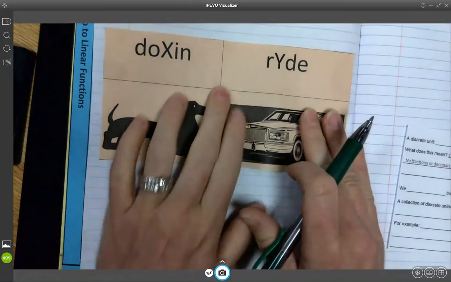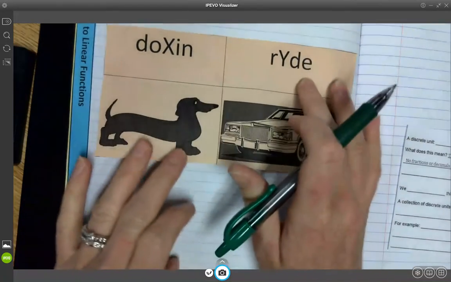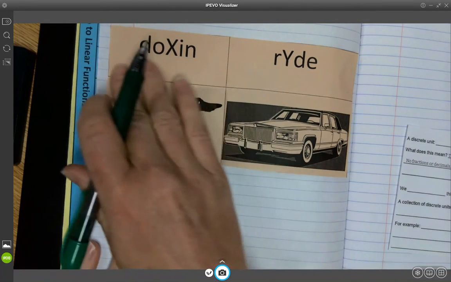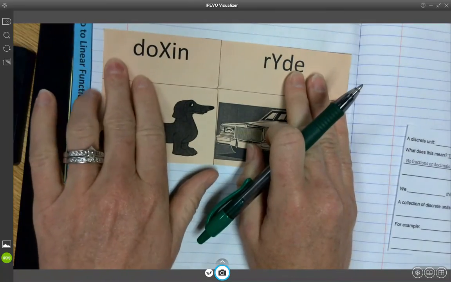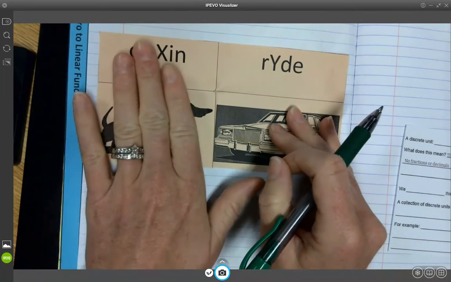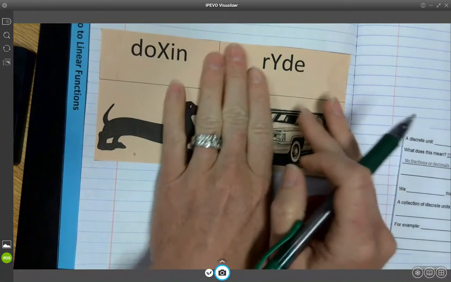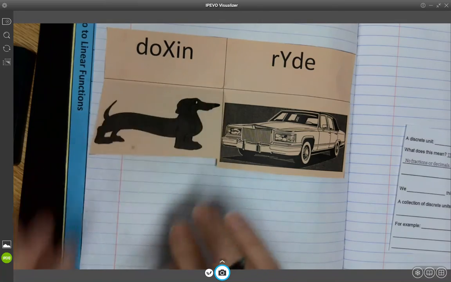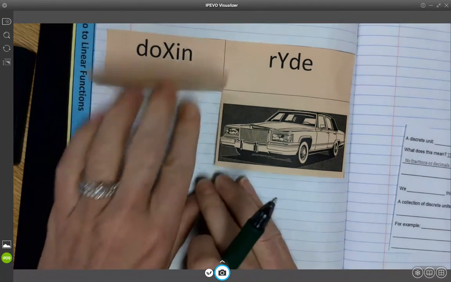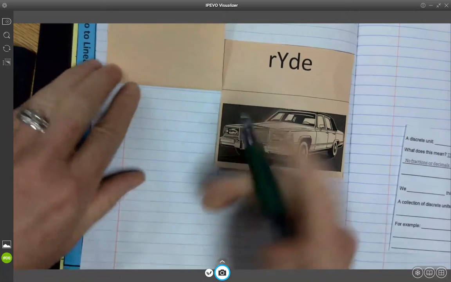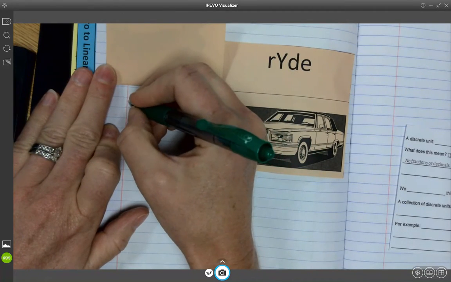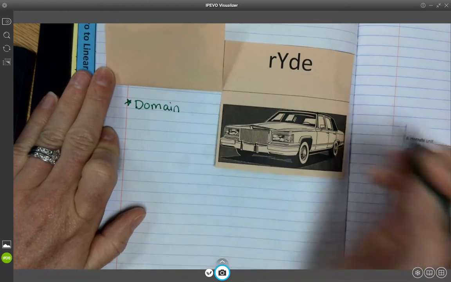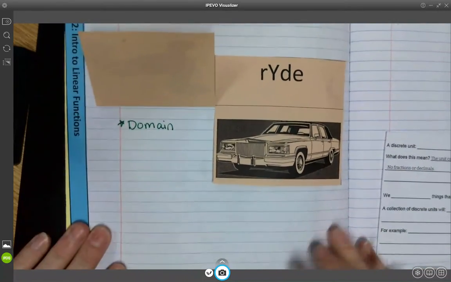So under this doXin rYde, these are ways of remembering domain, range, independent, dependent, x and y. So anytime that you're not sure if it's domain or range, I'm going to say doXin rYde. And that's hopefully going to help you remember domain is x, range is y. So under the doXin, the little wiener dog, we are going to write the word domain. So whenever you think of doXin, you're going to think of domain.